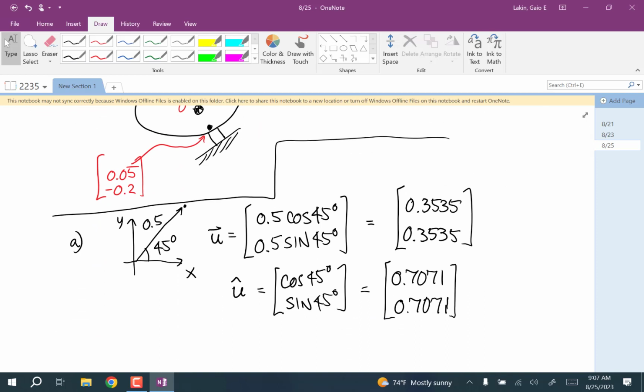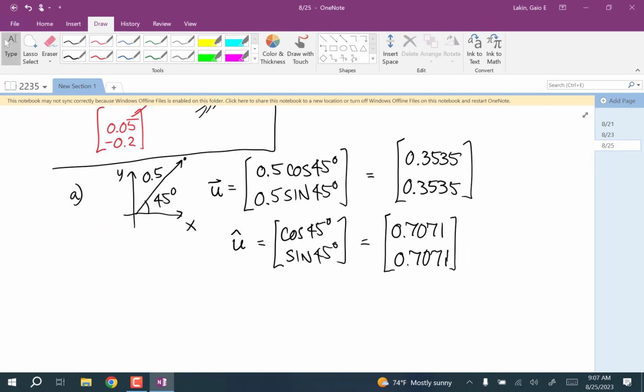Now, what's the benefit of coming up with the unit vector? Well, now we know that if we want a vector that has a magnitude of T that's in that direction, this has a magnitude of 1, so we can just multiply it by T, and we get a vector in that direction with a magnitude of T. Okay, so our force vector then is just going to be 0.7071 T, 0.7071 T. And we're going to use that approach all the time.